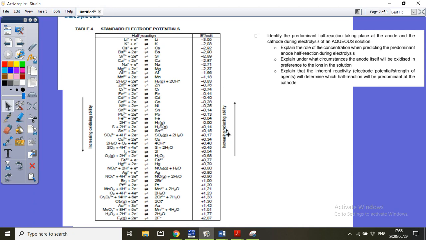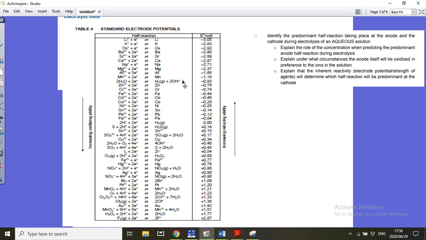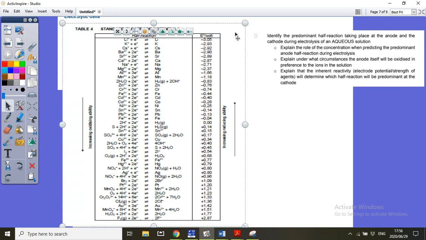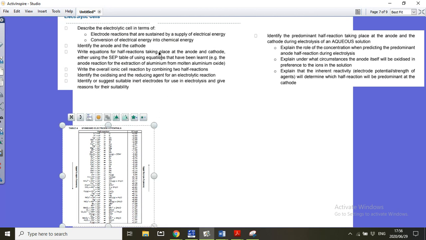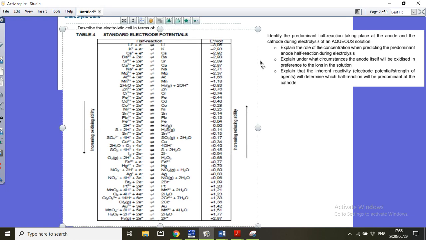You find your strongest reducing agent, that will be your oxidation half reaction. You find your strongest oxidizing agent, that will be your reduction half reaction. Exactly the same. Now, please remember, if we are not at standard conditions, and the main one that we deal with for that is chlorine.